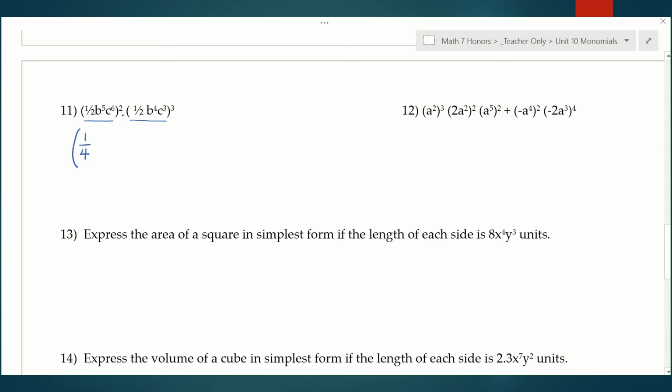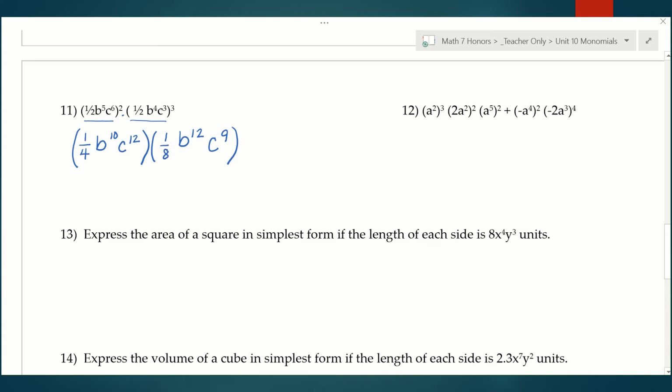And then I'm going to take my variables, I'm going to square those. So b to the fifth squared, remember we're multiplying our exponents, is b to the 10th. C to the sixth squared is c to the 12th. Okay, and we're going to multiply that by the next monomial to the third power. So again, my coefficient is 1 half, but now I'm raising it to the third power. So 1 half times 1 half times 1 half is 1 eighth. B to the fourth to the third power is b to the 12th. And c to the third power is c to the 9th.